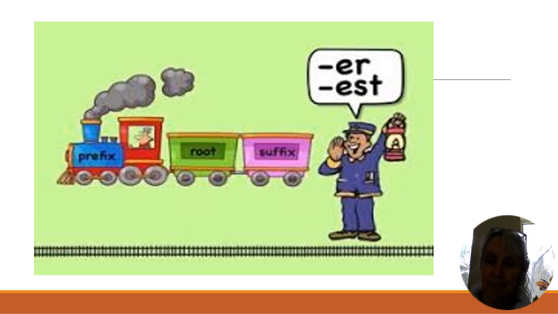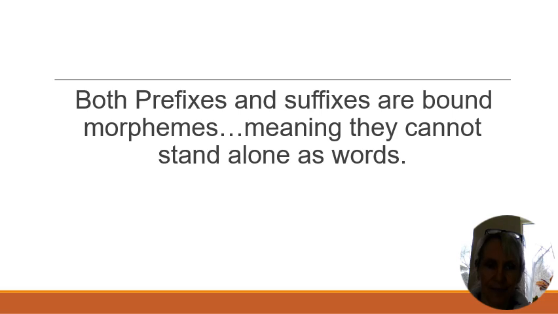From this little diagram, we see the prefix at the beginning of the word before the word root, and we see the suffix at the ending of the word or after the word root. Both prefixes and suffixes are bound morphemes, meaning they cannot stand alone as words.